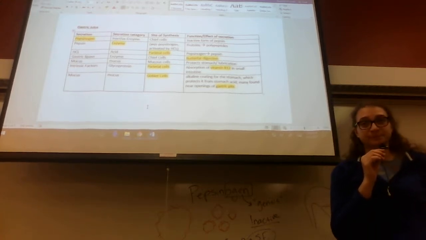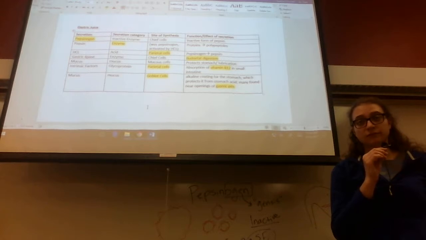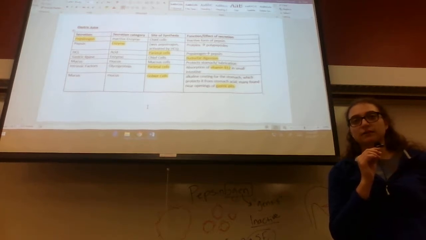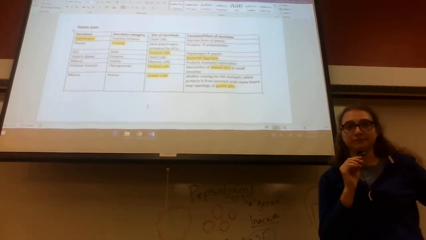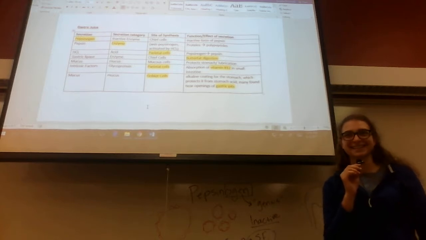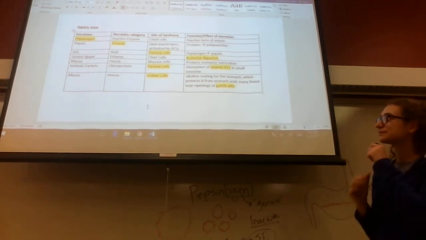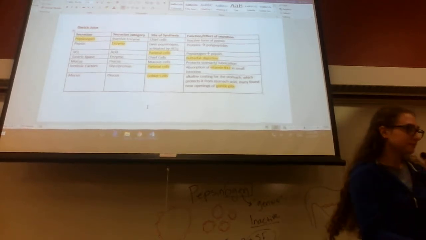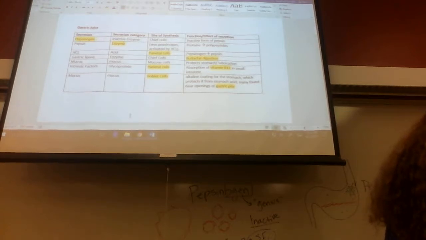So are goblet cells basically the same as mucosal cells or mucus cells? They look different, but they do the same thing. Okay. Yeah. So you just have both, but they both produce mucus. So yep. So that is everything in the stomach.